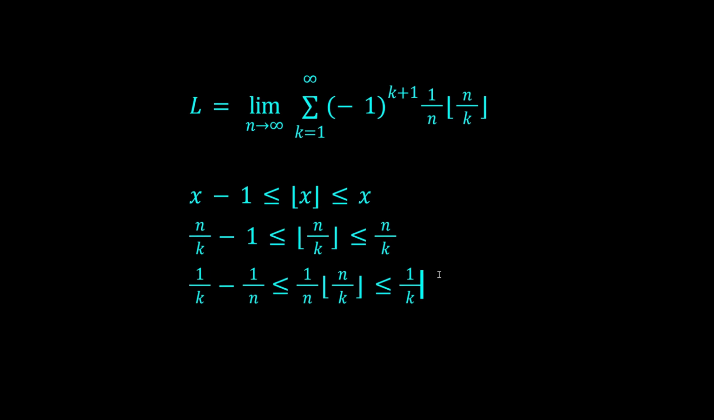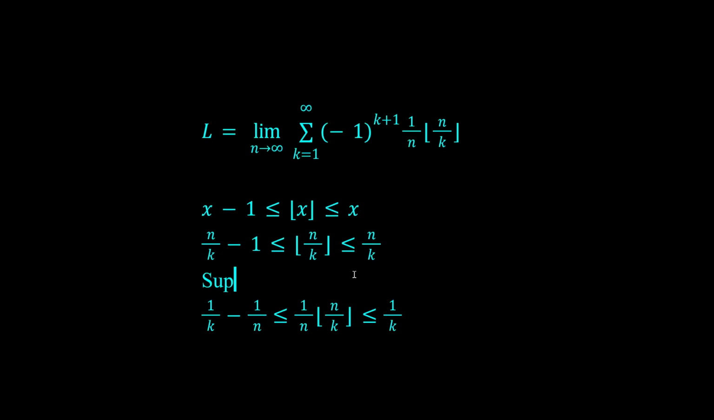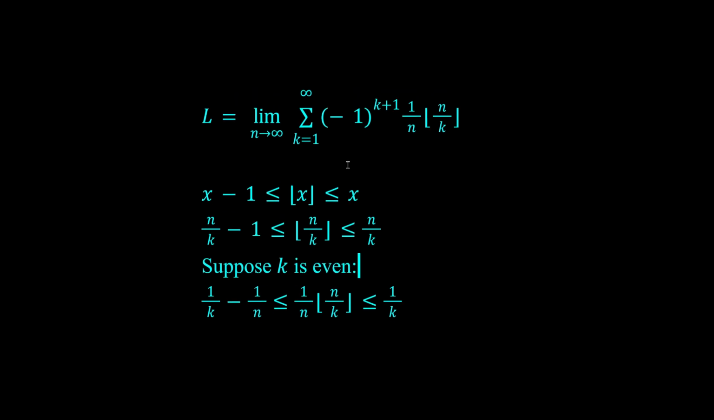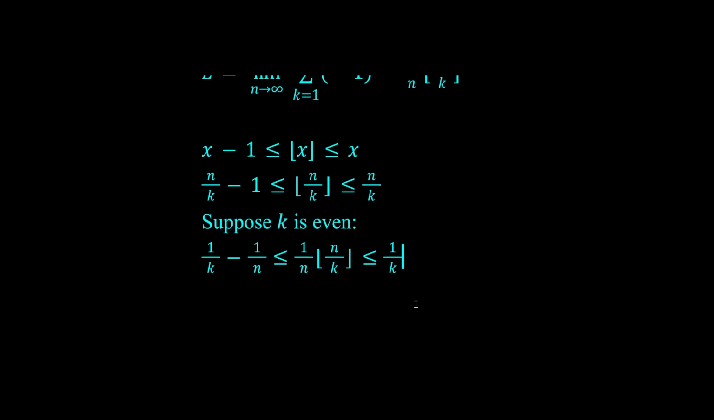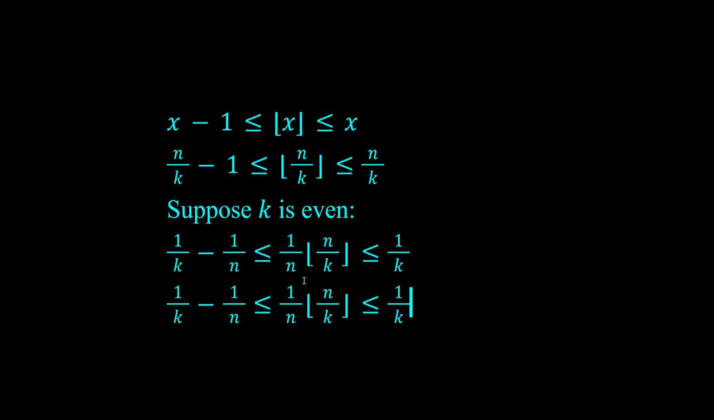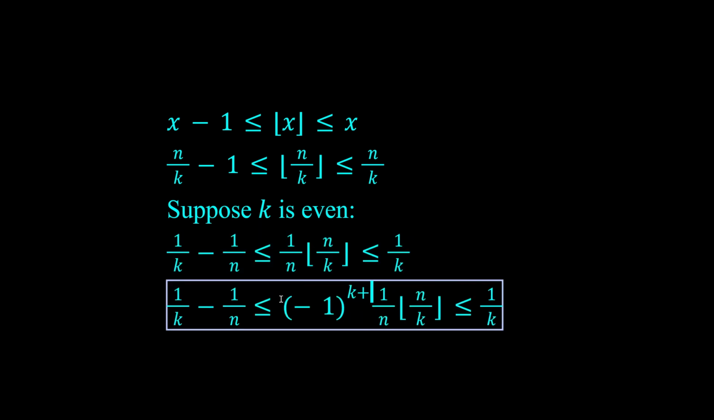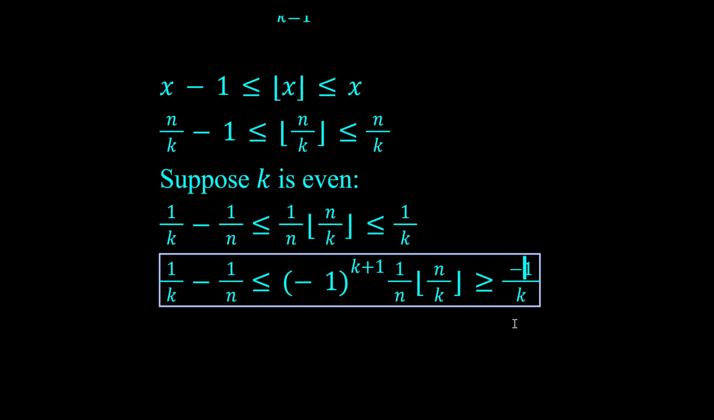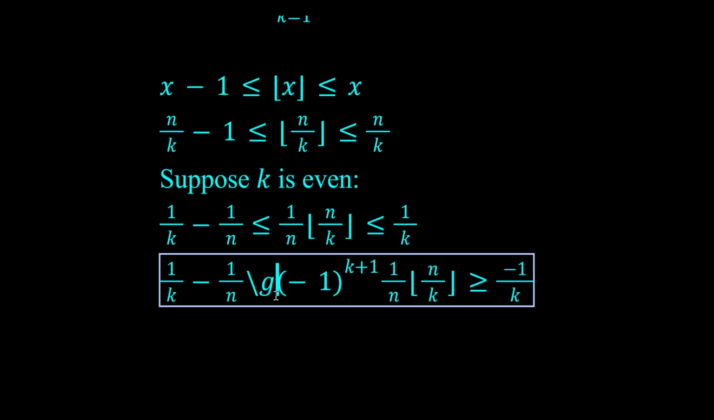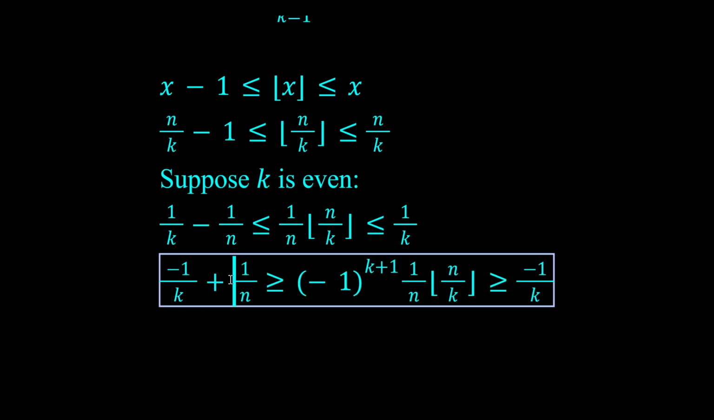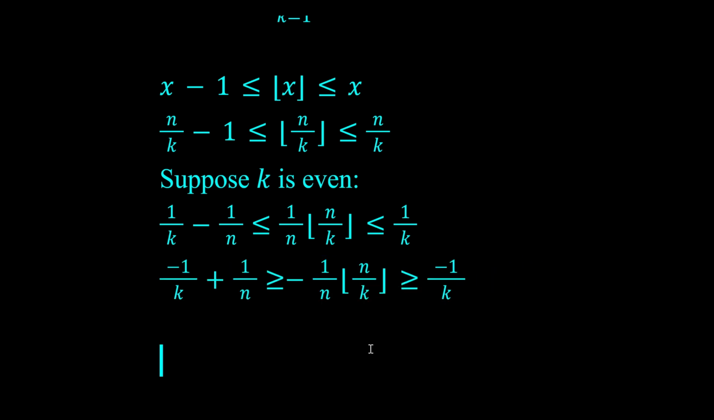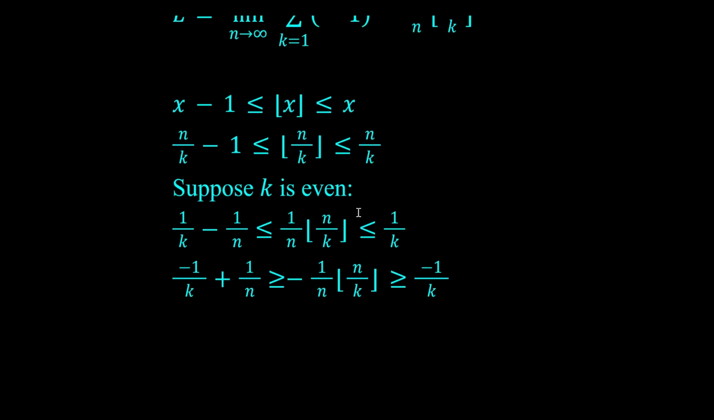Well, we can just take cases for k even and k odd. So if k is even, obviously, minus 1 to the k plus 1 would be minus 1. So we just need to multiply that, but switch the signs of the inequalities as well and negate everything. So that would be something like this, and then we need to do the left one as well and put some negative signs. Yeah, I guess that works. Now we need to do the same thing but for odd.